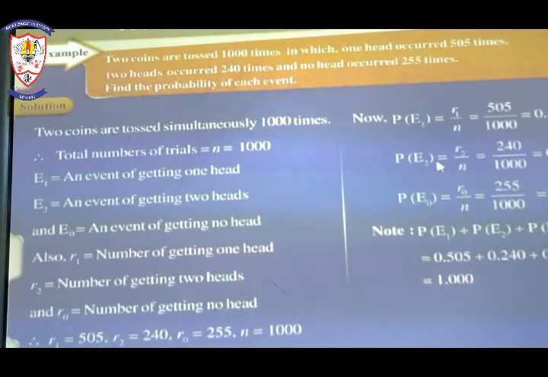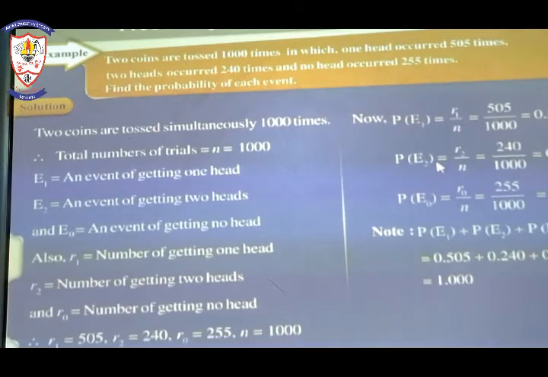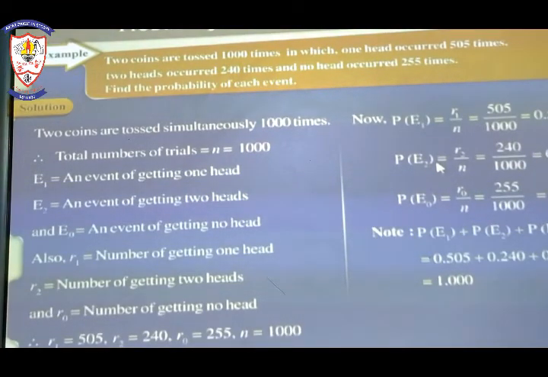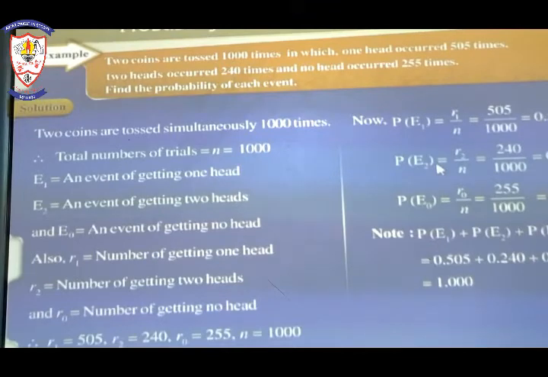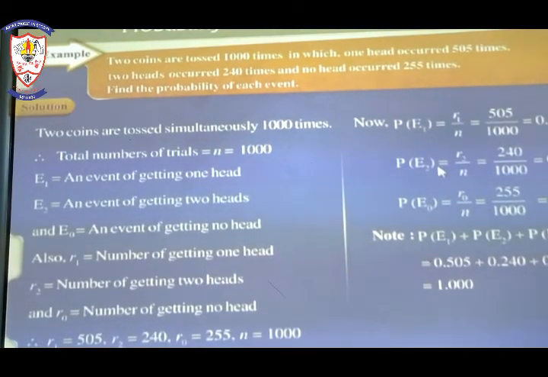It means that the total number of trials, which is equal to n, is equal to 1000. Now here E1 is an event of getting one head, E2 is an event of getting two heads, E0 is an event of getting no head. Also, R1 is the number of times of getting one head, R2 is the number of getting two heads, and R0 is the number of getting no heads.